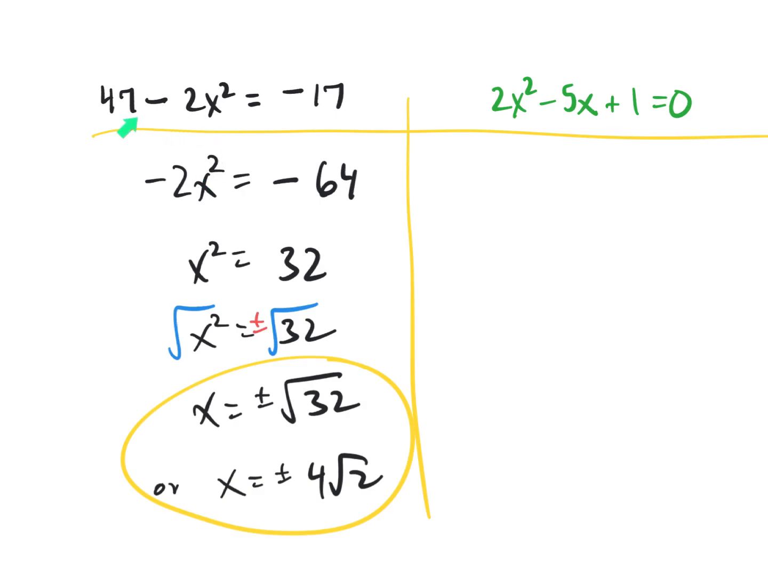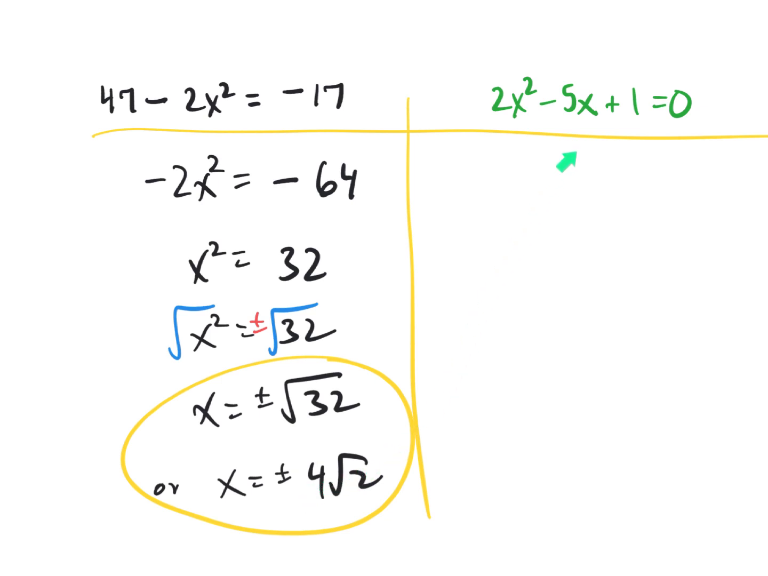We could have subtracted 47 from both sides, divided both sides by negative 2, taken the square root of both sides. We'll have x equals positive or negative square root of 32. You can stop there. Or you can practice writing that in simple radical form. Positive or negative 4 root 2.